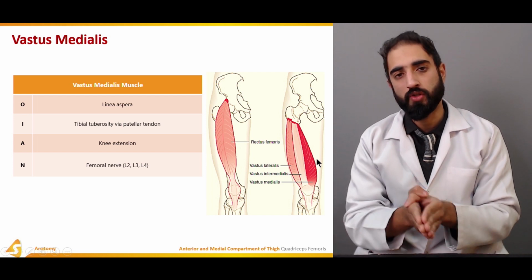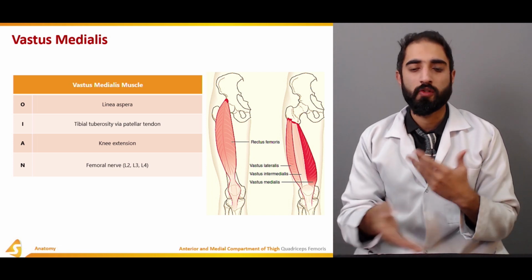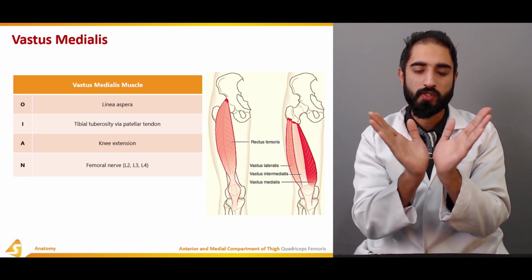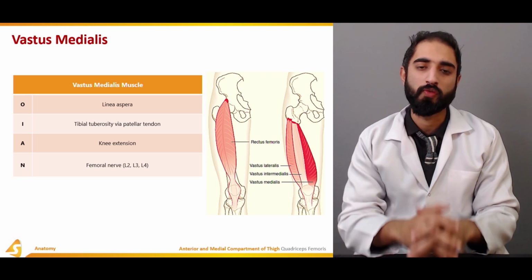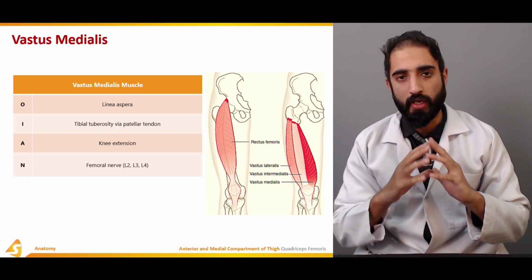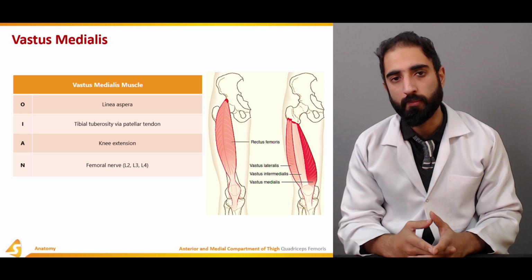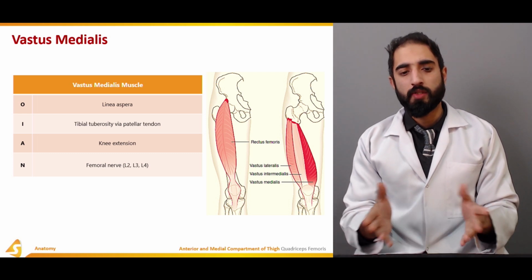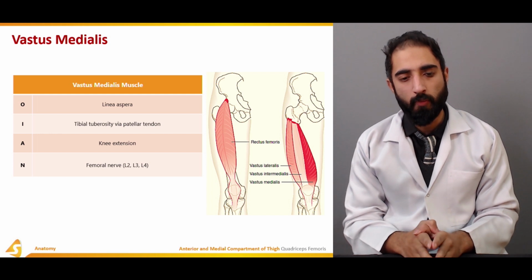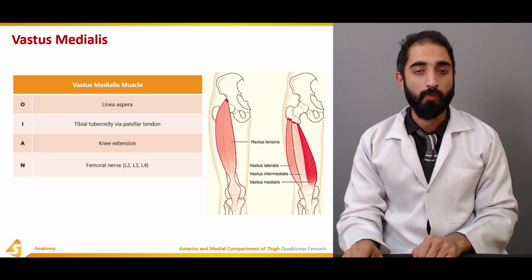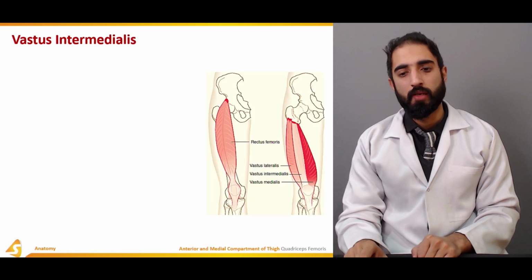So the line of action is once again oblique, and thus, as already mentioned, it is counteracted by the vastus lateralis. So vastus lateralis and vastus medialis counteract each other's force, keeping the patella in the center and allowing smooth movement of the knee joint. Now once again, the nerve supply is the same, which is the femoral nerve, with L2, L3, and L4 as the nerve roots for the nerve supply of the vastus medialis.